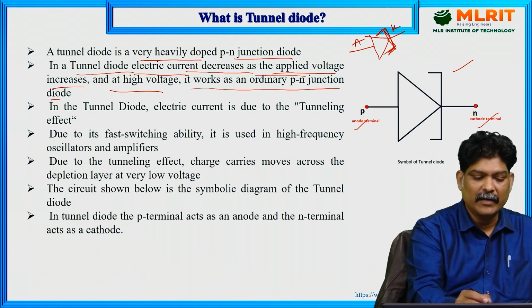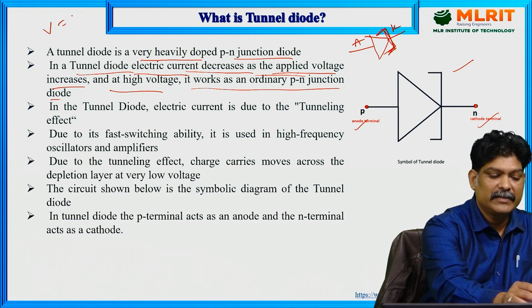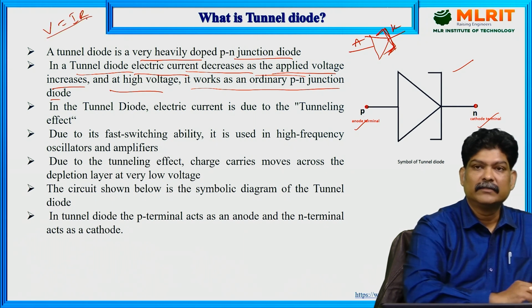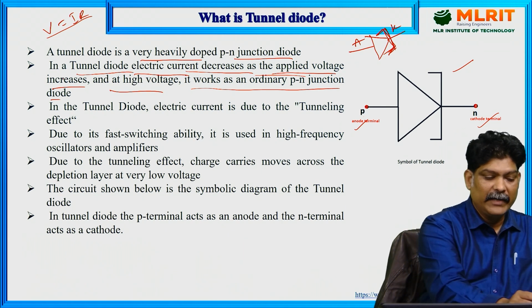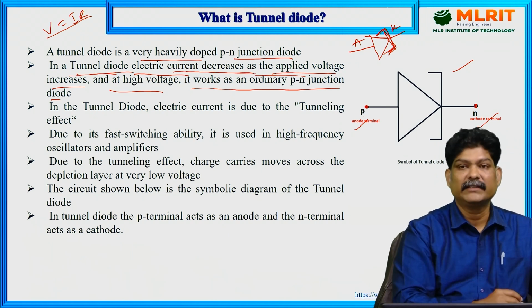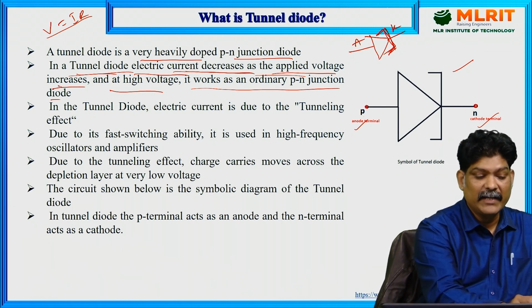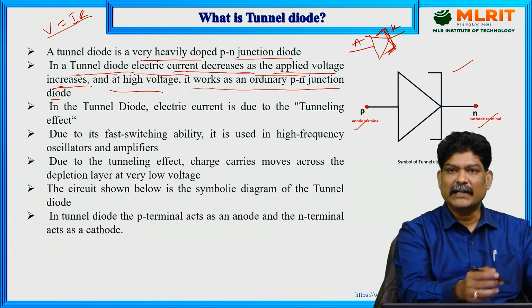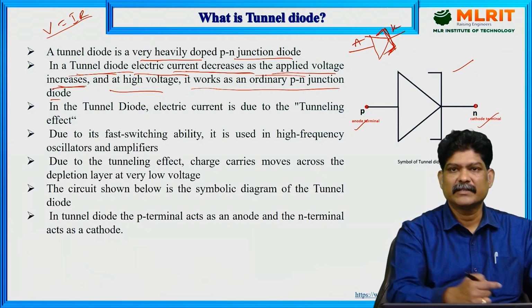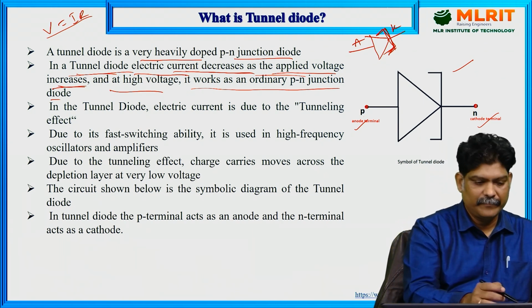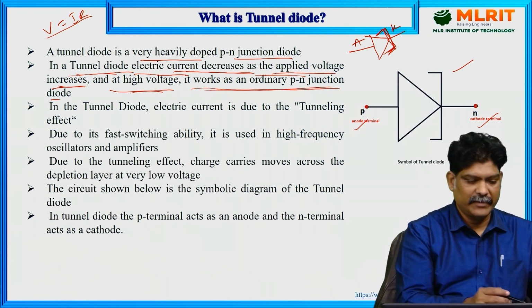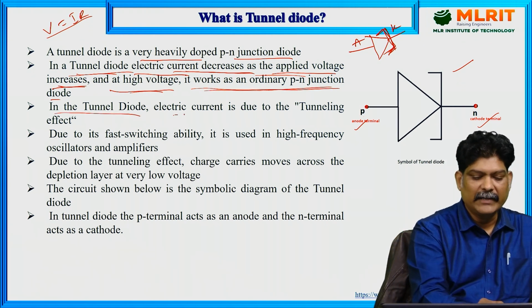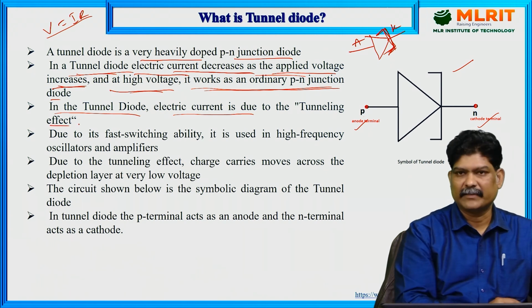Usually according to Ohm's law, V is equal to IR, correct? So as voltage increases, current also increases. In contrast, in a tunnel diode, electric current decreases as the applied voltage increases. That represents the negative resistance characteristics of a tunnel diode. At high voltage, it works as an ordinary PN junction diode. In a tunnel diode, electric current is due to the tunneling effect.